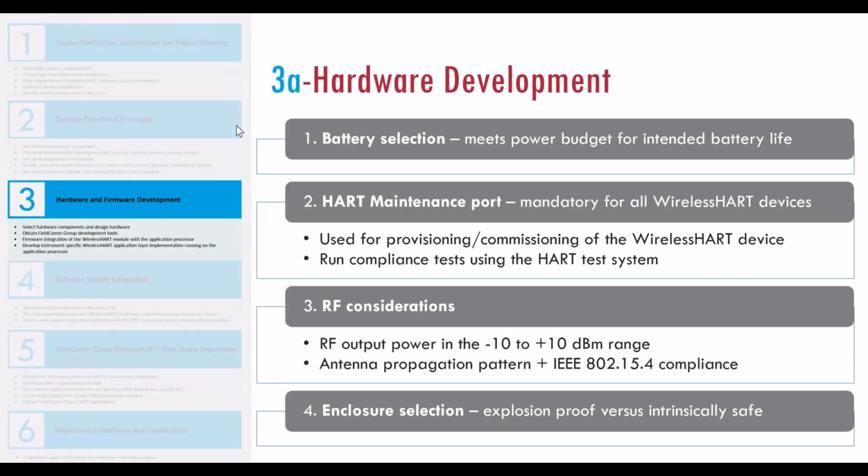RF considerations. Your power supply should be designed to provide enough current to the wireless module to transmit up to 10 dBm. And then what you also have to consider is your antenna selection, because the FieldComm Group will check out the antenna propagation patterns for the antenna you have selected when you go through the registration process. Enclosure selection is highly influenced by a decision that you made during the product definition phase. If this is an intrinsically safe instrument, then you would obviously choose a different enclosure than if it was an explosion-proof instrument.